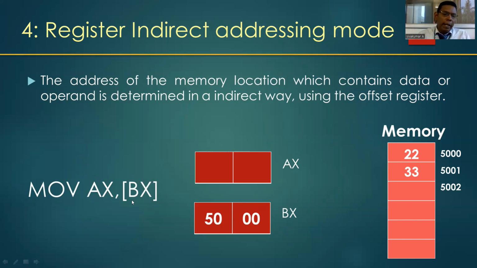The square bracket indicates that it is an address. The address is stored in the BX register. So the BX register contains 5000. After execution, the memory contains 22 and 33. 22 is the lower order byte and 33 is the higher order byte, which will be moved into the AX register. So the address is not given directly. Instead, the register contains the address. That's why it is called register indirect addressing mode.